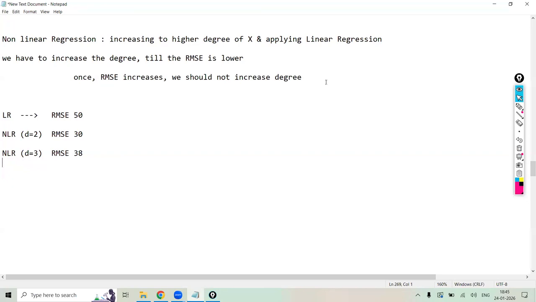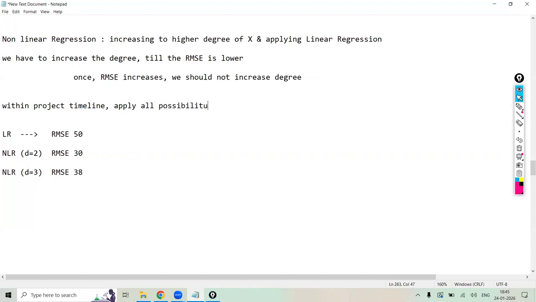Every project has a timeline. So within the project timeline, apply all possibilities. How many possibilities are there? Every possibility. Applying all the possibilities to get the best accuracy. That is called a capstone project or end-to-end project, which we have to do in the company. We have to try all the possibilities.